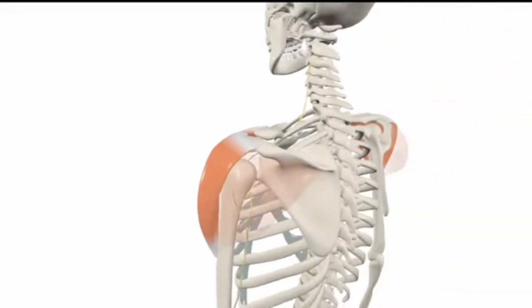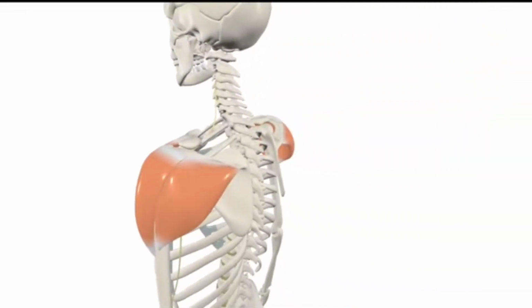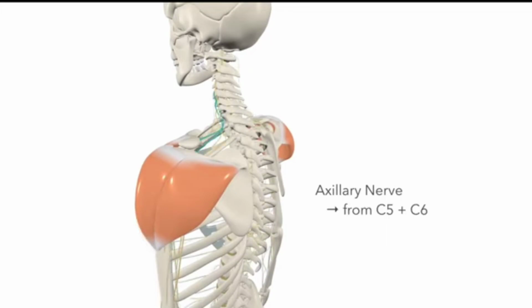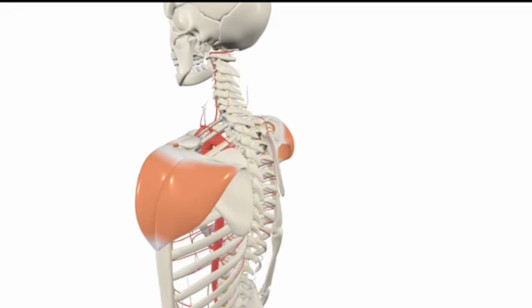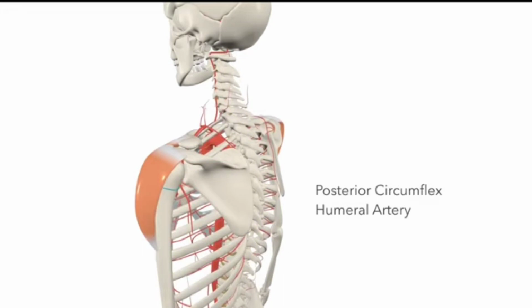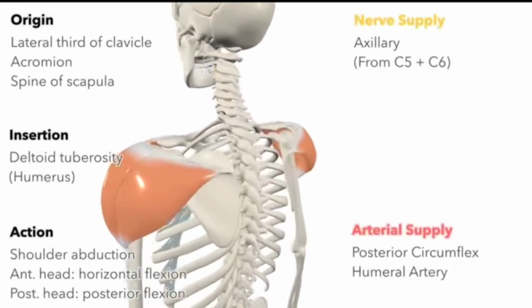So again, the deltoid is innervated by the axillary nerve, which is formed by the 5th and 6th cervical nerves. Arterial blood is supplied to the deltoid by the posterior circumflex humeral artery. And that's it for the anatomy of the deltoid muscle.